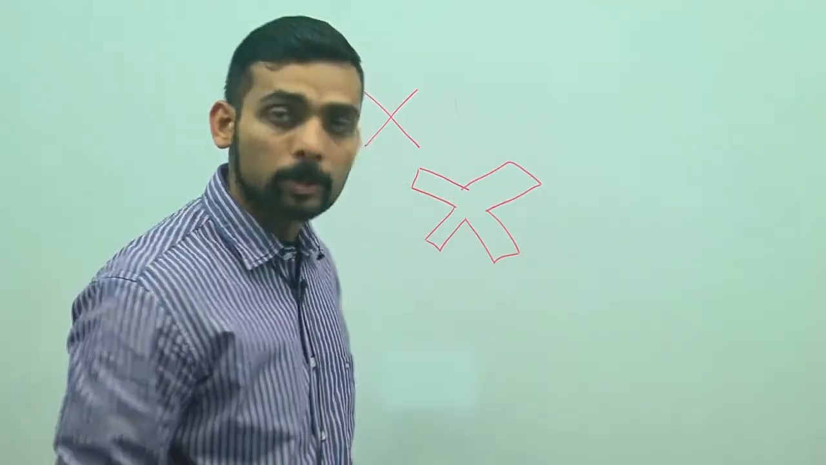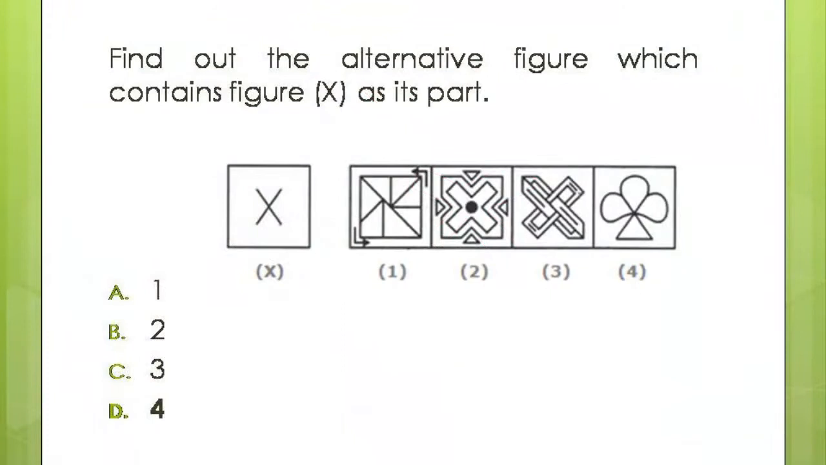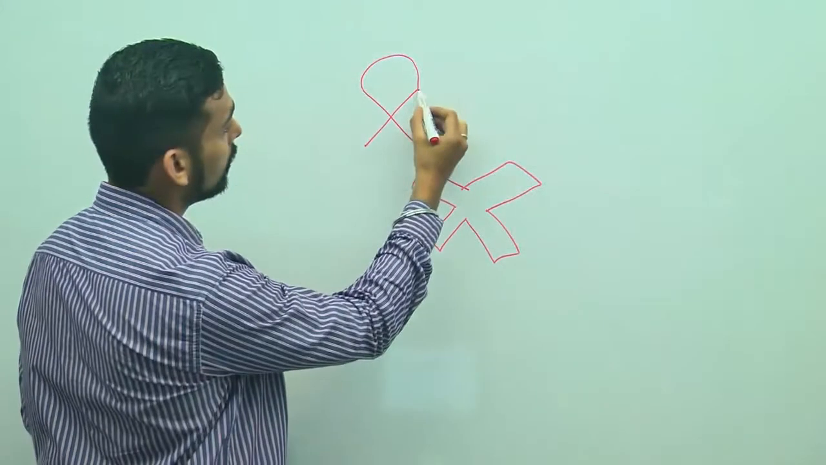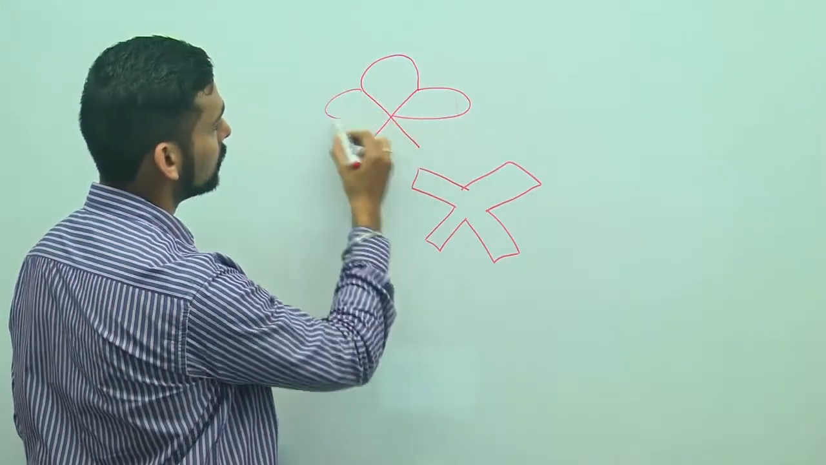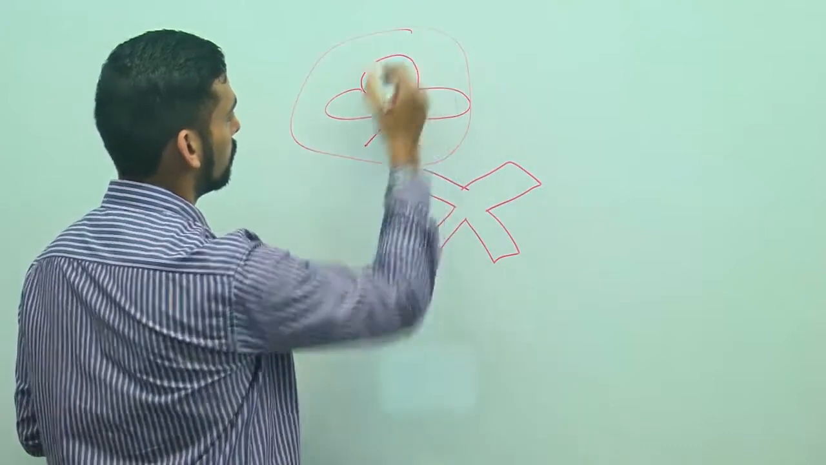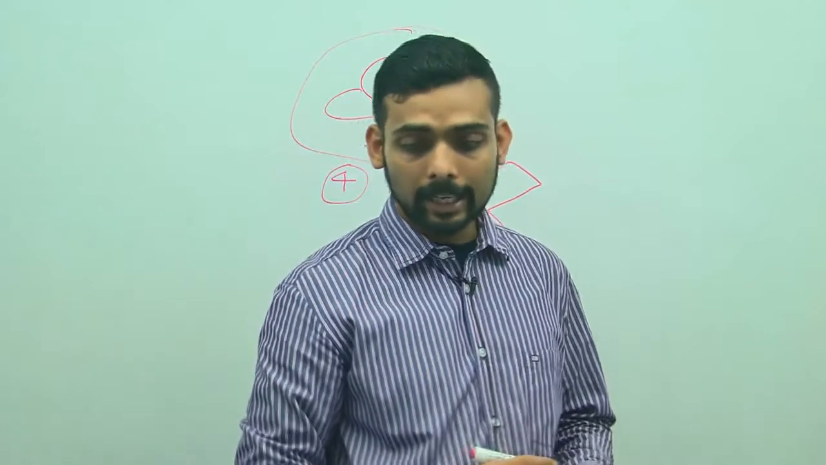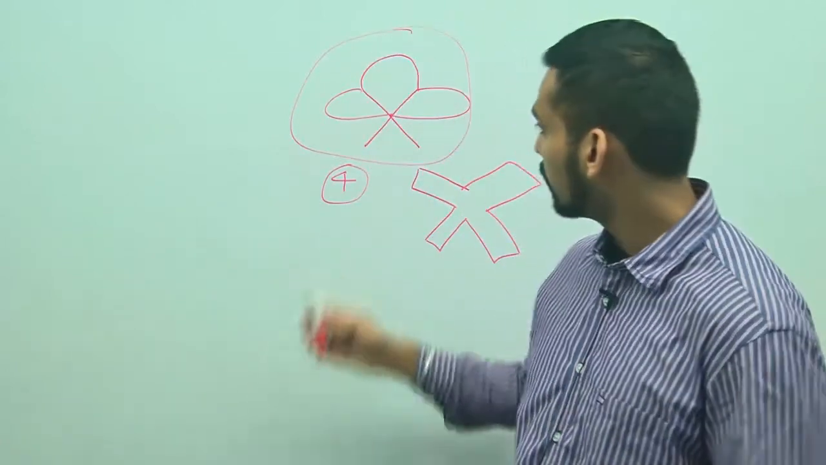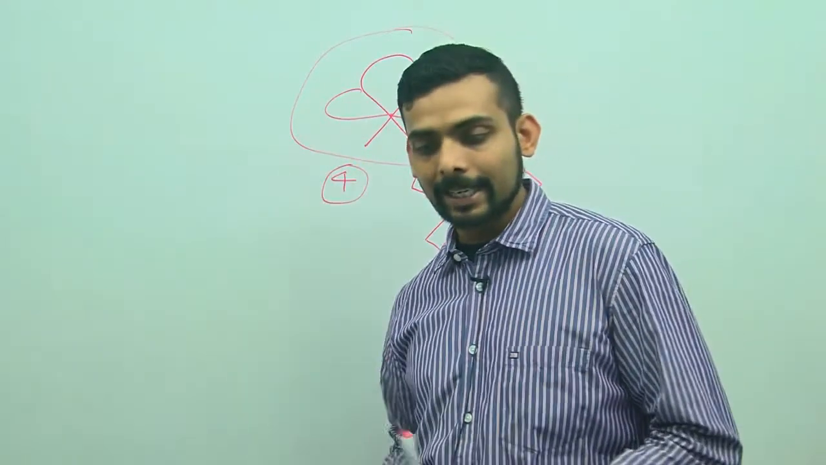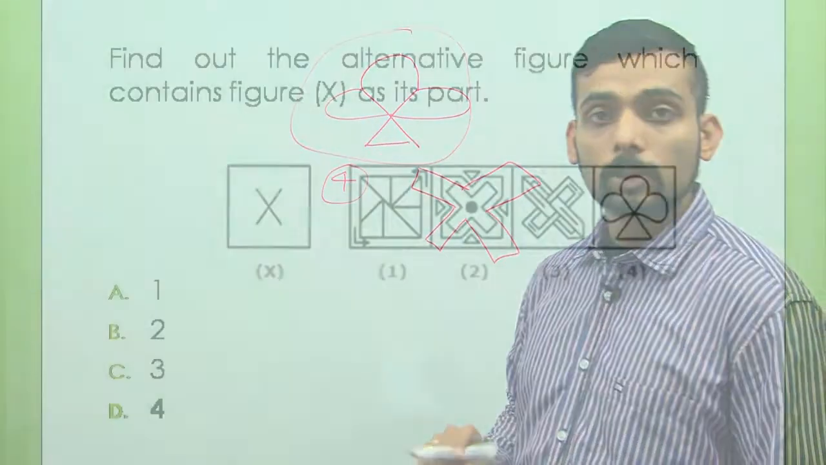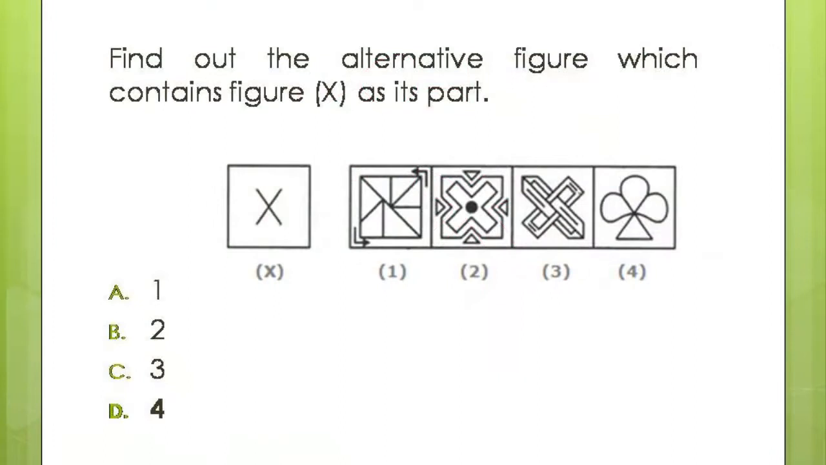So I will look at option 4. Option 4 does contain this. It is just an extension. If I join these two like this, and I join this, and I join this, so this is my fourth figure. So this X is contained in that diagram. In that diagram of a club, there is an X present, and I just join this, and I get my club. So I will select answer choice D, that is the fourth one.